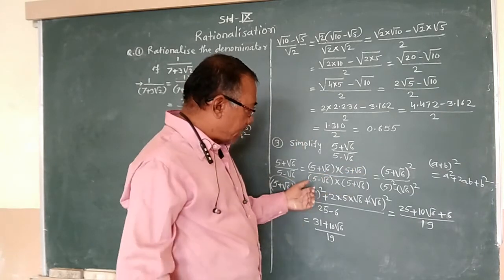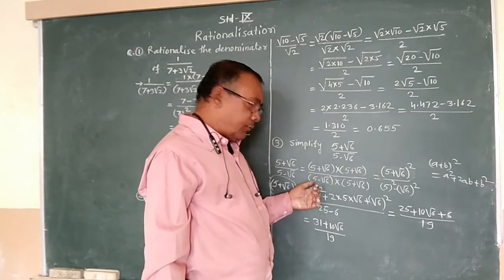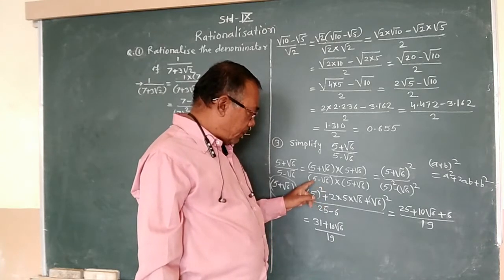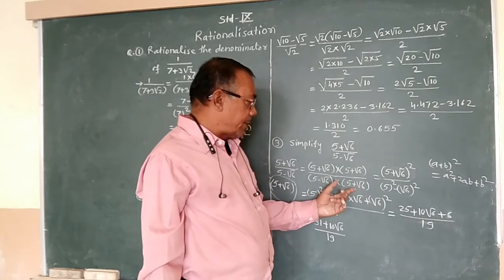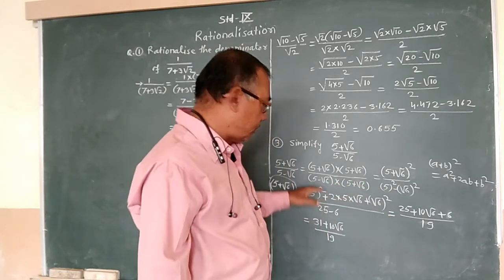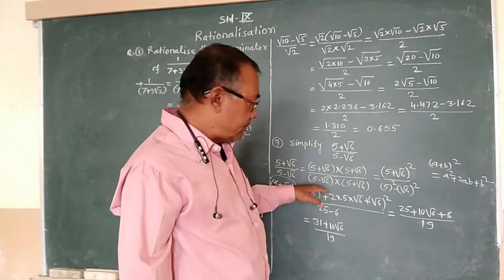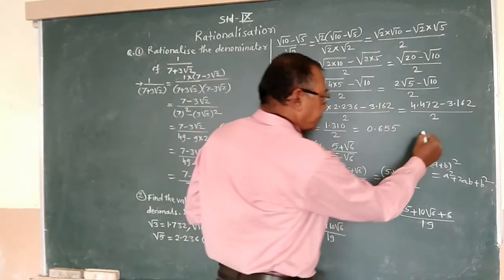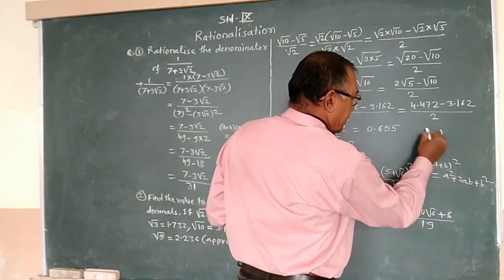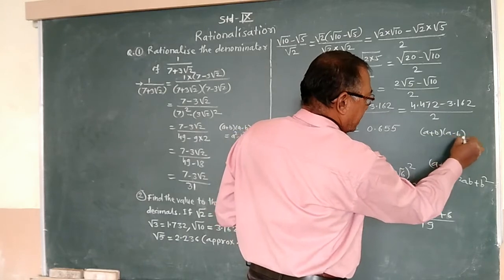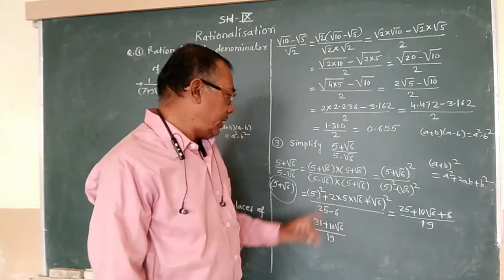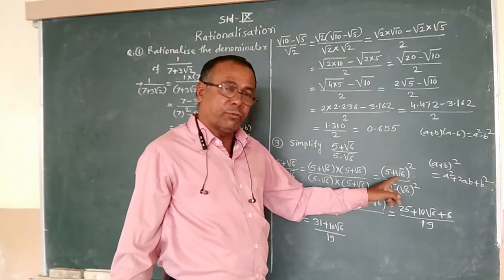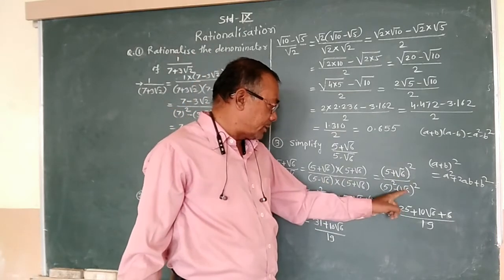Here we know that 5 minus root 6 and 5 plus root 6, both brackets, are in the form of a conjugate pair. We know that a plus b into another bracket a minus b, we will write a square minus b square. In this way, the square of 5, that is 5 square, minus root 6 square.